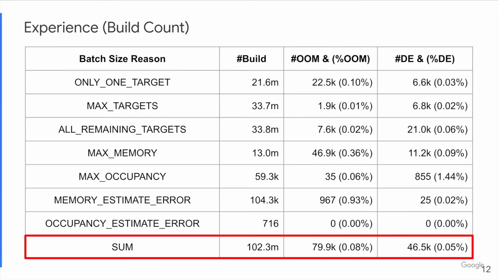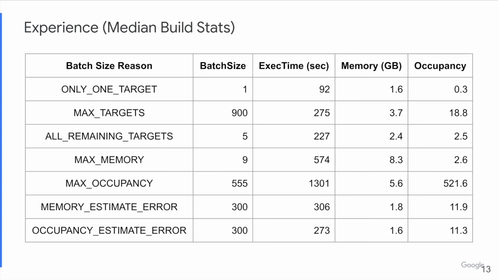So in general, we have a very low WOM rate and deadline exceeded rate, which demonstrates that our memory and occupancy model can reduce the WOM and deadline exceeded rates. This table shows the median target batch size, the median execution time in seconds, the median memories in gigabytes, and the median occupancy for each of the batch size reason. We can see that for max memory batch size reason, the median memory usage of a build is around 8.3 gigabytes, which demonstrates the memory model is able to cap the memory usage, and it is useful.